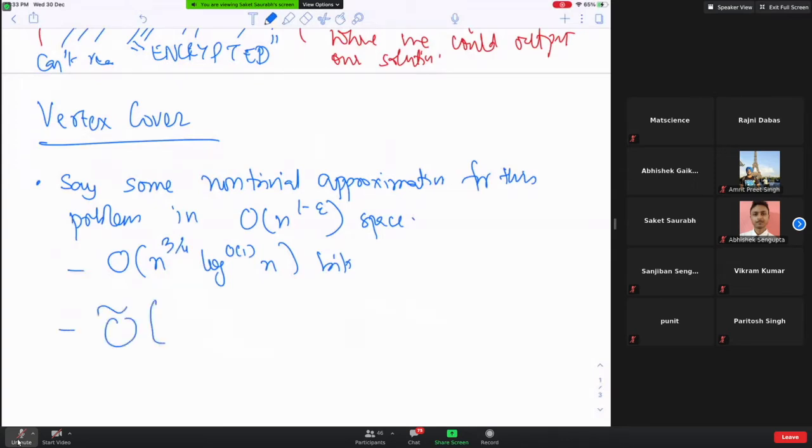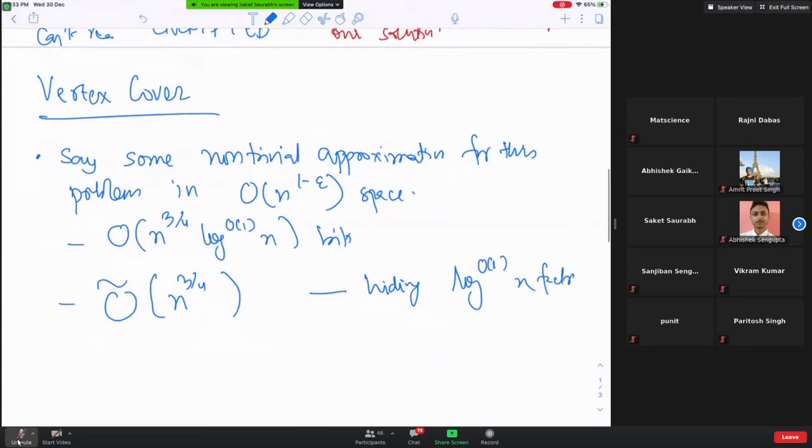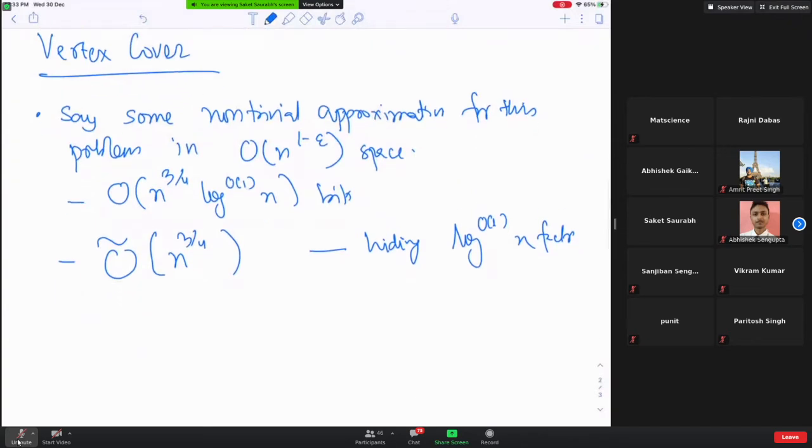I'm going to use O tilde and n to the power 3/4, which will mean that we are hiding polylog n factors. Okay? So whenever I put O tilde, you're allowed to use that. So suppose that the amount of extra space you're allowed to use is O tilde n to the power 3/4. And now my question is, can we come up with some non-trivial approximation algorithm for this?